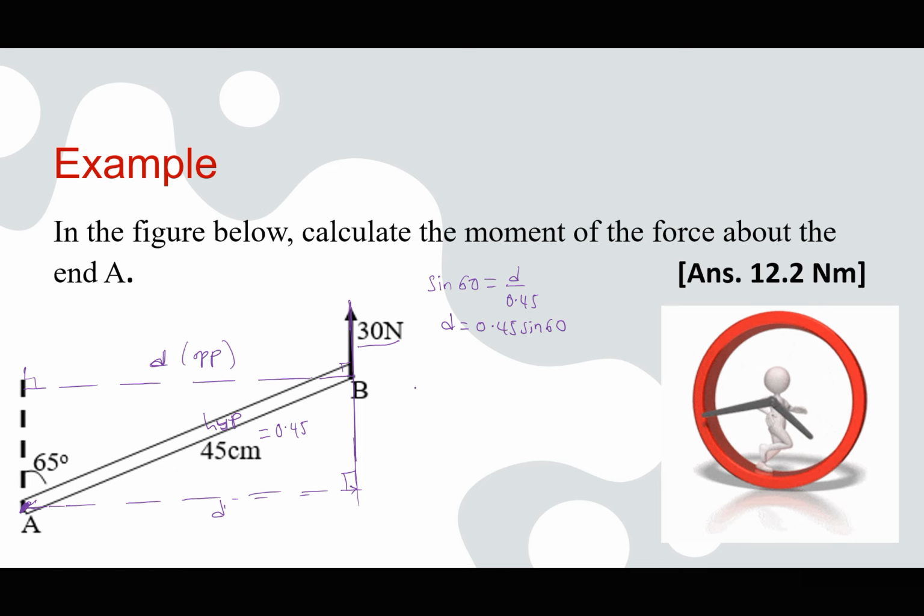So we can now find the moment. I will use tau for moment or torque as the product of the force times the perpendicular distance. So this is going to be the force, which is 30 newtons, times the perpendicular distance, which is 0.45 sine of 60. Of course, this is in meters. So I can check with my calculator.